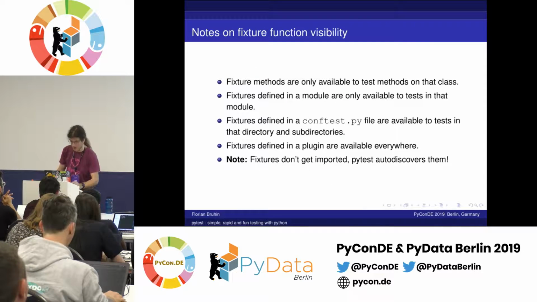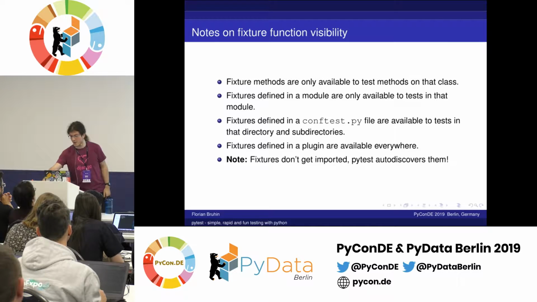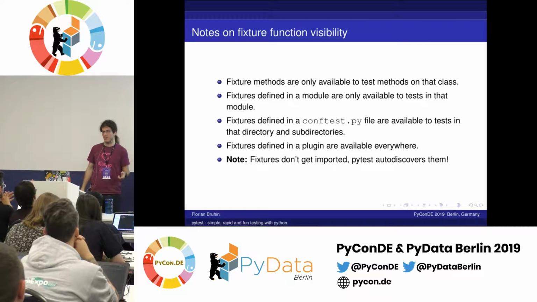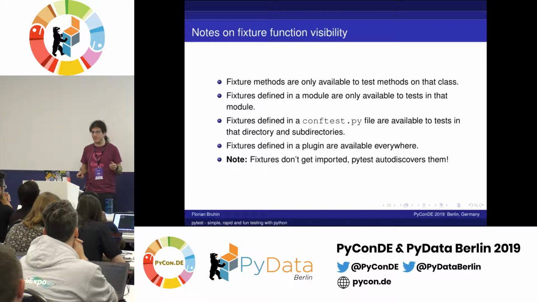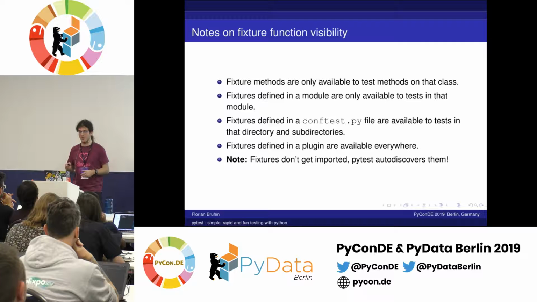Now, how are those fixtures visible? What tests can use those fixtures? What's kind of special is that you don't need to import those. Pytest auto-discovers them just like it does with the tests. So whatever function you have decorated with that pytest.fixture decorator, you can use immediately. Now, if you have a fixture method inside a class, it's only available in that class. If you have it in a module, likewise, it's available to all tests in the module.